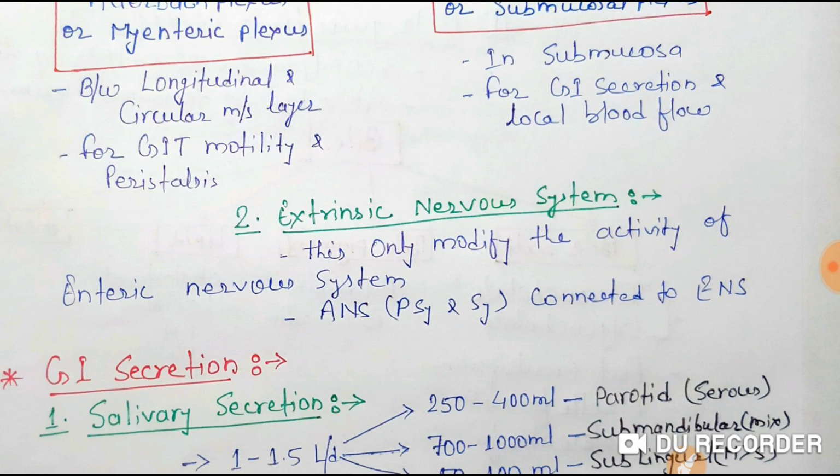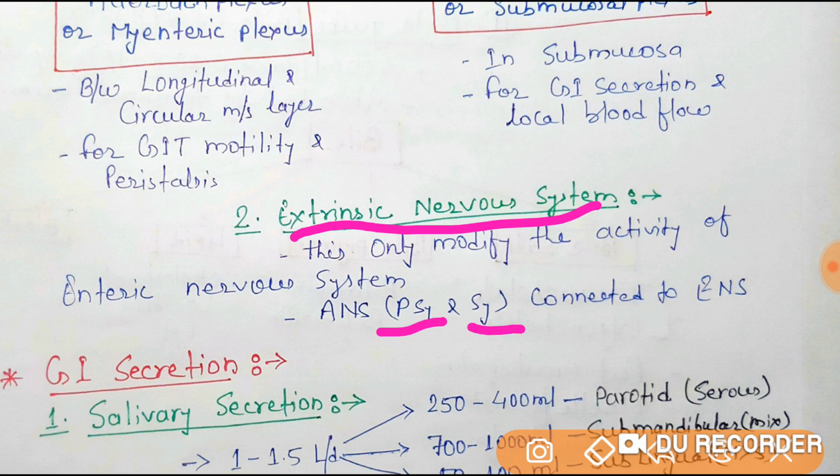The second nerve supply is the extrinsic nerve supply. The extrinsic nerve supply only modifies the activity of the enteric nervous system. The enteric nervous system is self-regulating, but the extrinsic nerve supply is only for modification. The extrinsic nerve supply is the ANS, that means parasympathetic and sympathetic, and it is connected to the intrinsic nervous system.